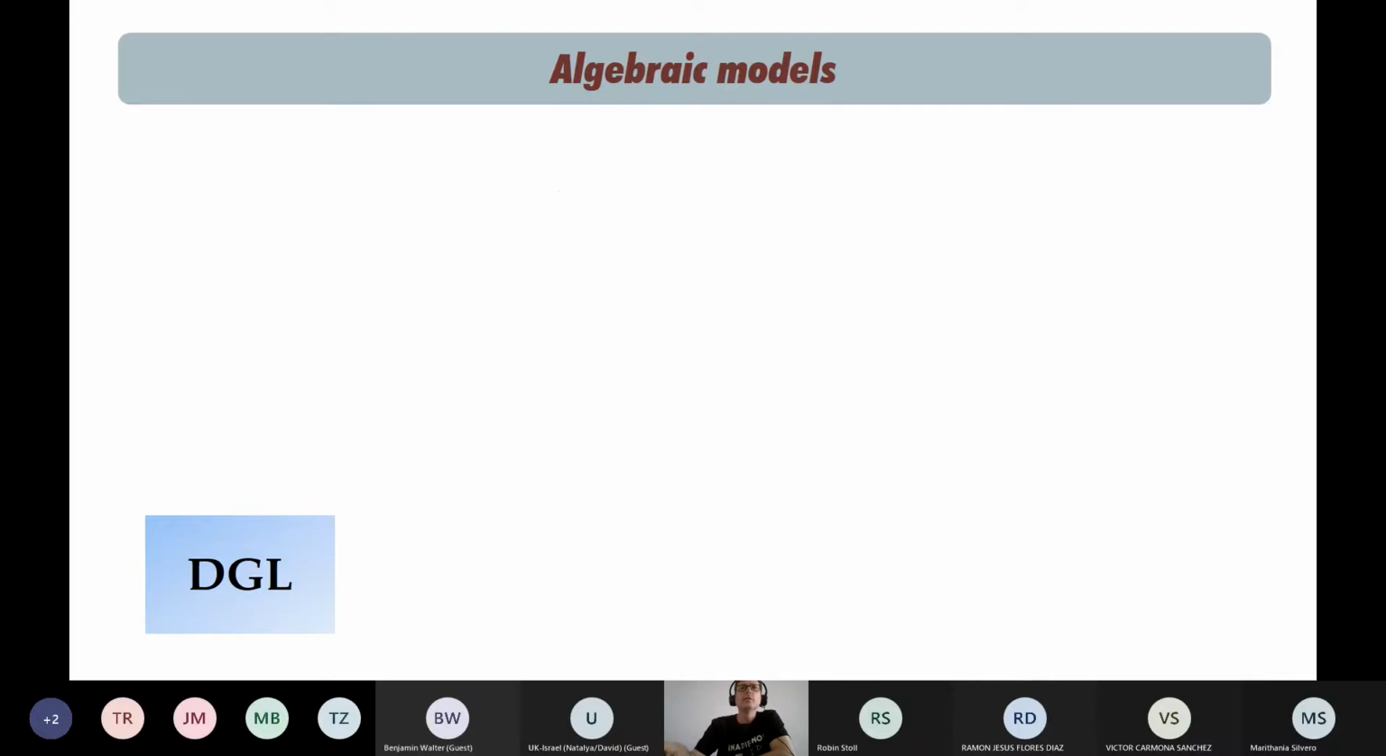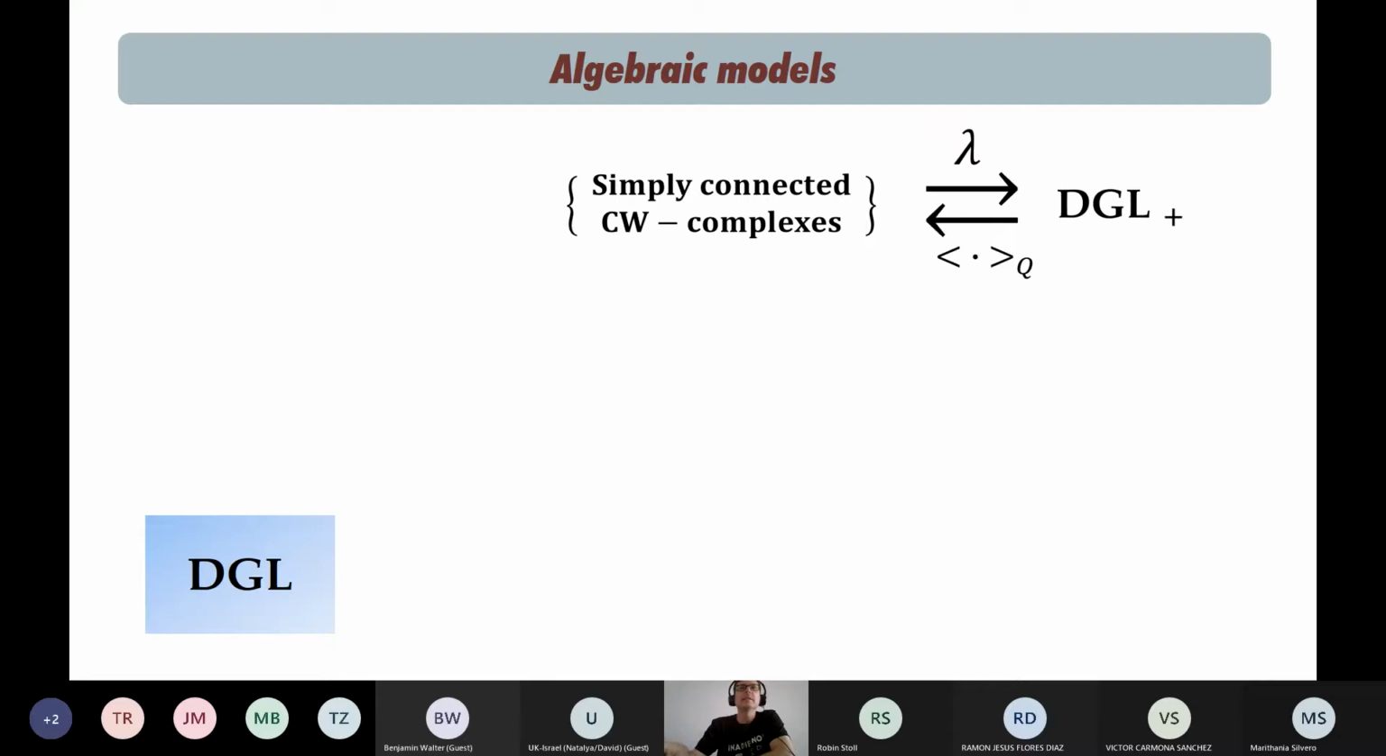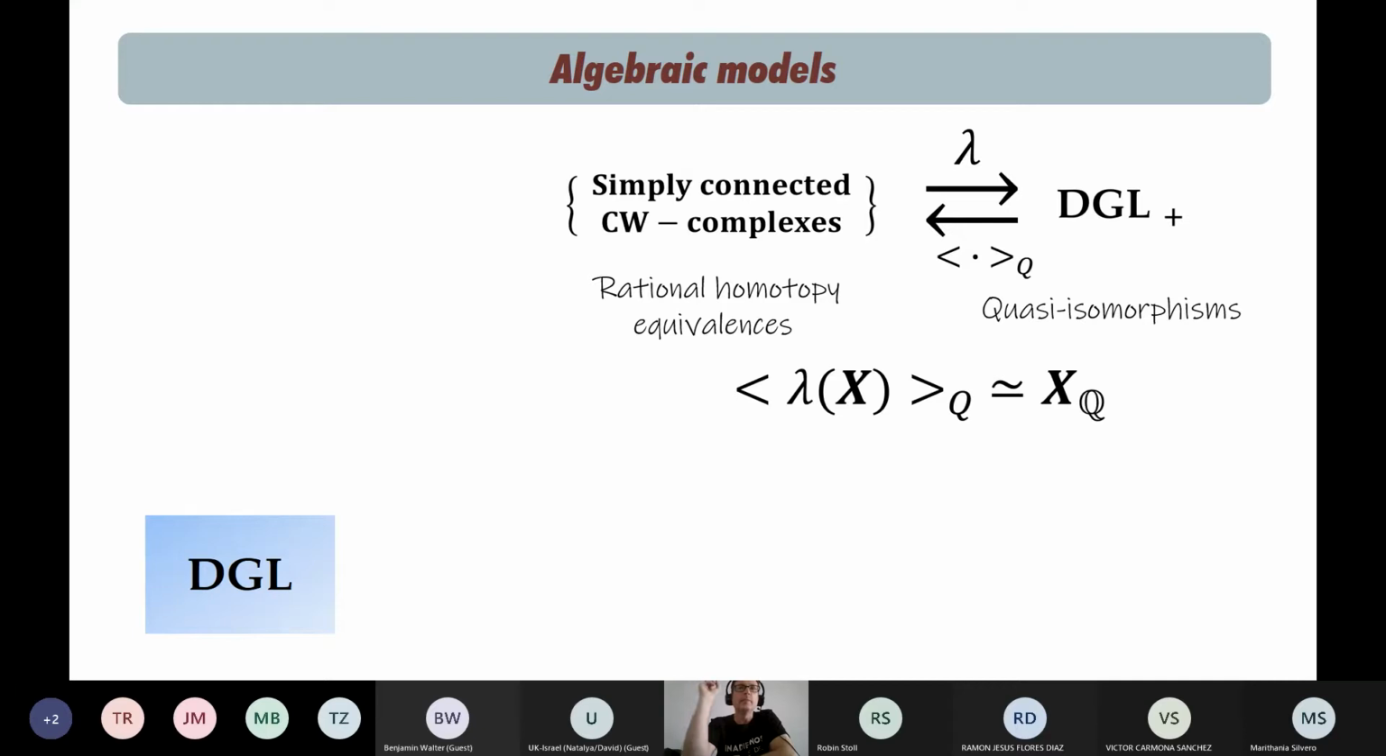Then Daniel Quillen showed a pair of functors between the category of simply connected CW complexes and the category of reduced DGLs, positively graded DGLs, such that they induce an equivalence between the respective homotopy categories, taking equivalences on the left as rational homotopy equivalences and quasi-isomorphisms on the right, which are maps that induce isomorphisms in homology. Then we can recover the rationalization of a space simply by taking the model functor of the space and then the geometrical realization of this model.